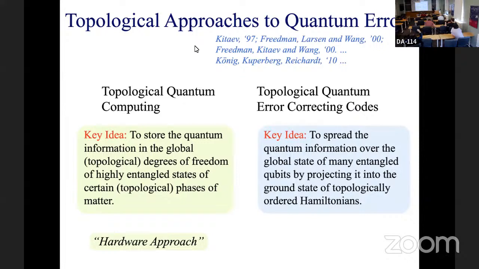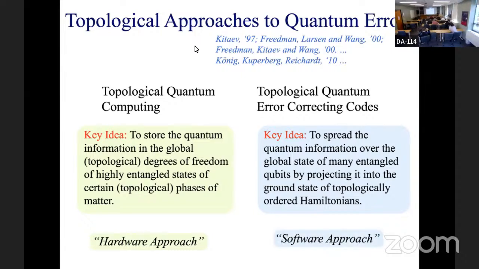Here the idea is to take the quantum information and spread it over the global state of many entangled qubits. The approach in topological quantum error correcting codes is that this particular entangled state is the ground state of a topologically ordered model. By effectively storing your quantum information into this highly entangled state, you are again protecting it from the environment. You can think of this as the software approach to quantum error correction, or the active approach, active in the sense that you have to actively build this entangled state, store your quantum information in it, and do logical operations with it.